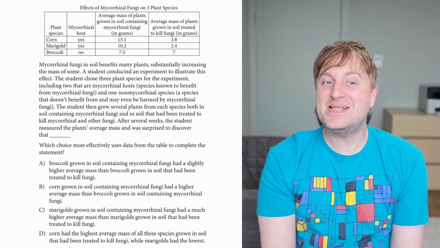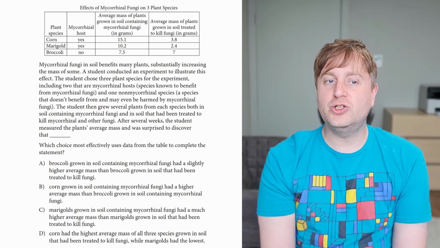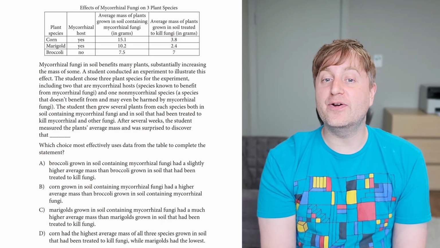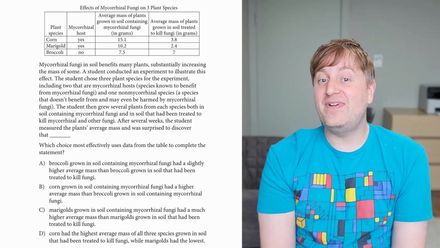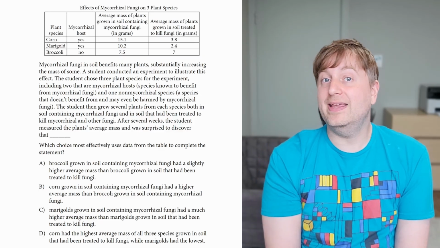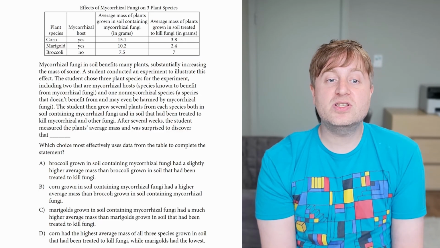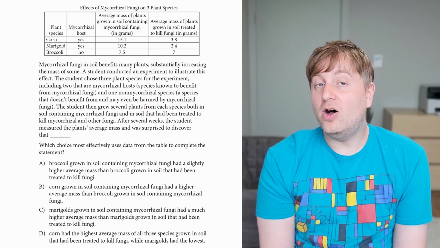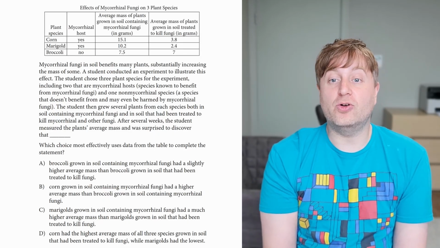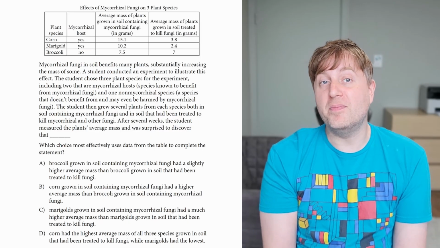As usual, let's begin by reading the question. Which choice most effectively uses data from the table to complete the statement? So this tells me that I'll need to find information that will help me complete the statement, which is most likely to occur near the end of the passage. But it may also include important information earlier, so I'm just going to be reading from the beginning.